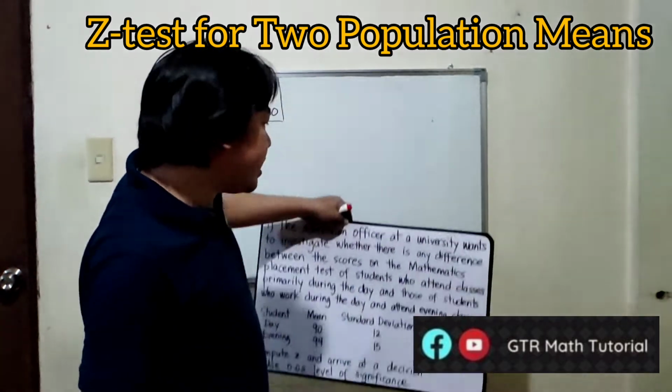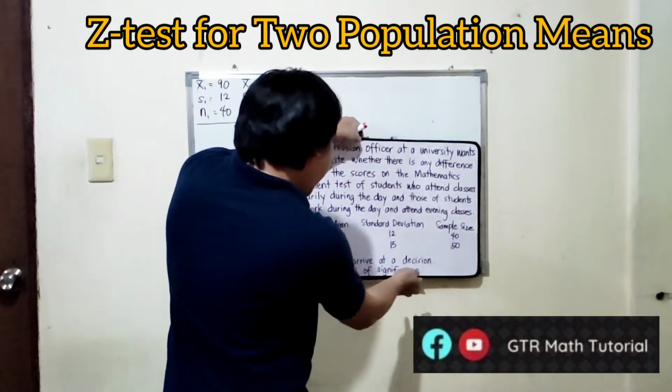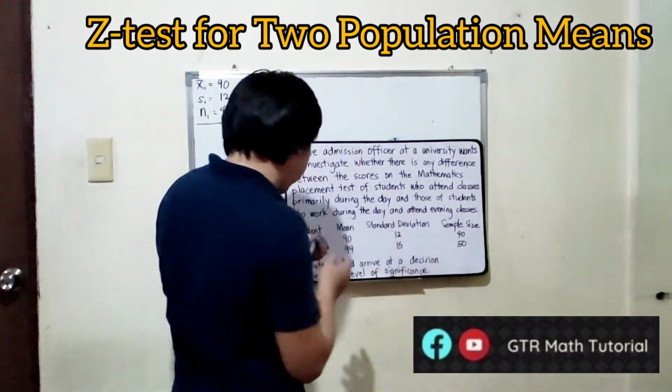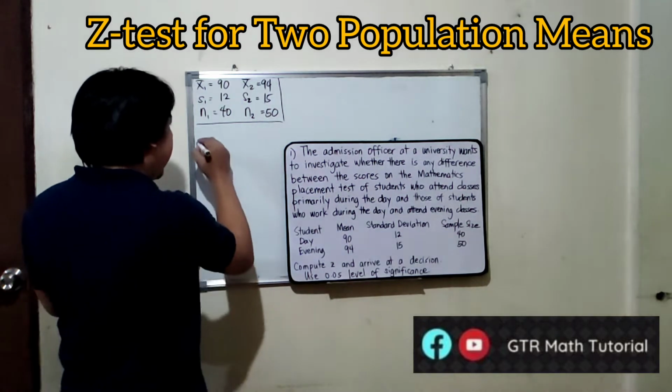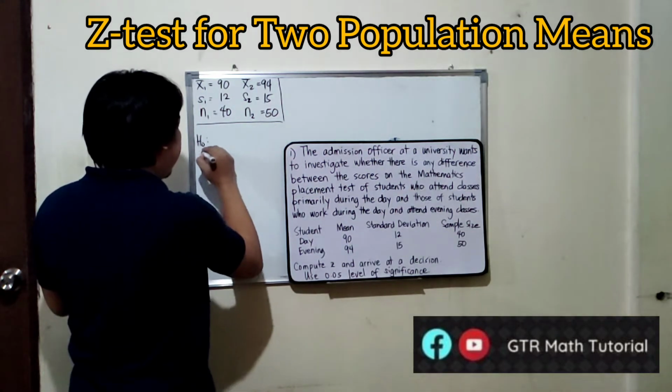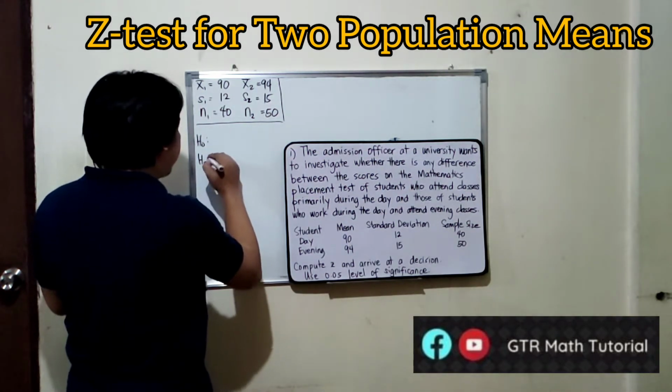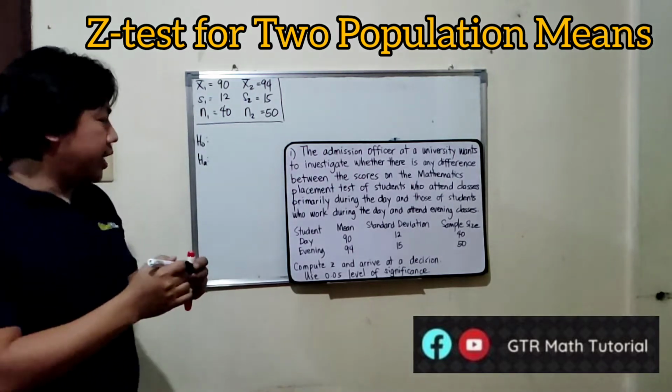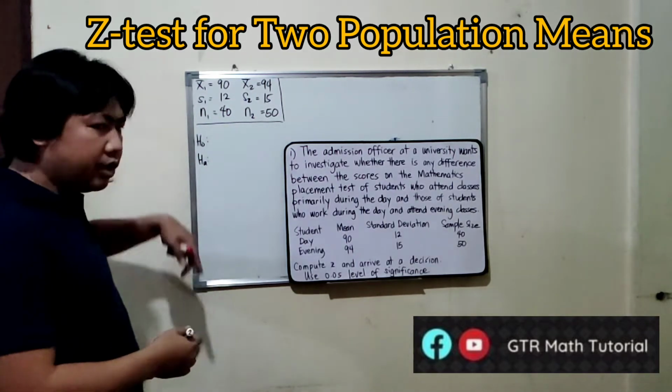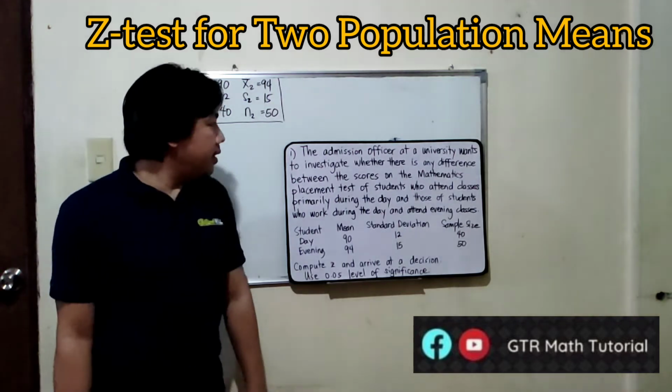So first step is the null and alternative hypothesis. So let us state first the null and alternative hypothesis, or H sub O, H sub 1. So we can use H sub O, H sub 1, or H sub 0, H sub 1. Okay?